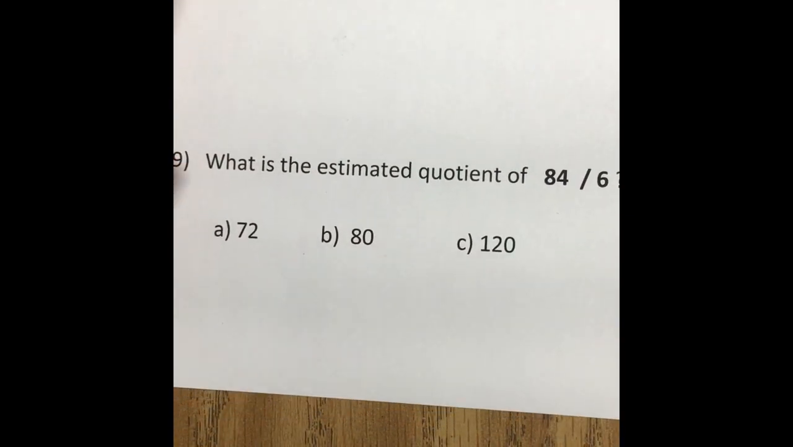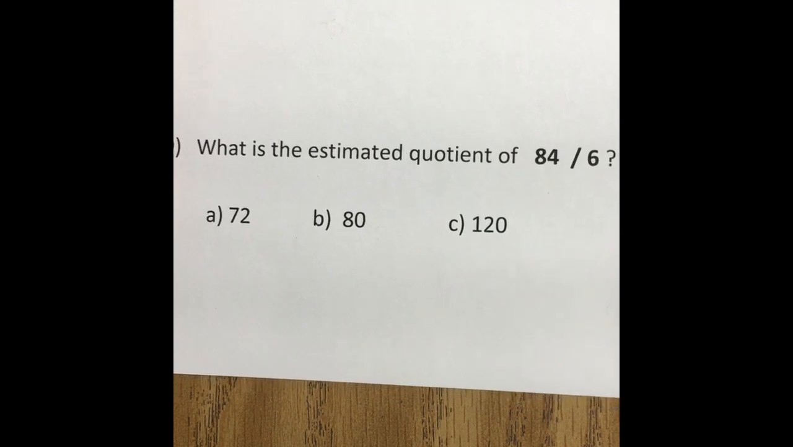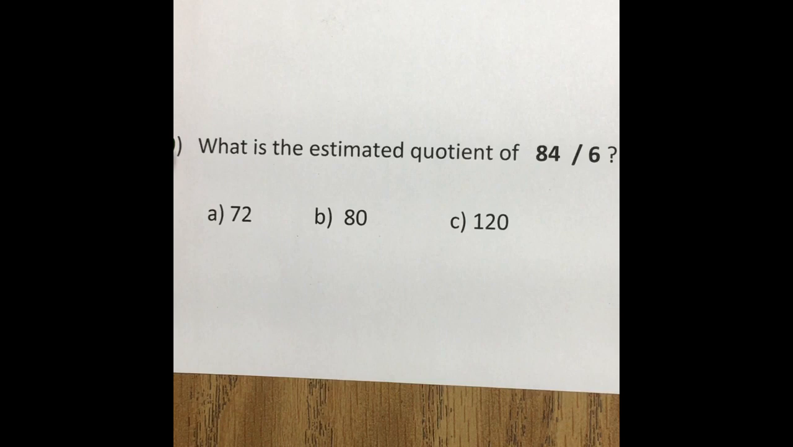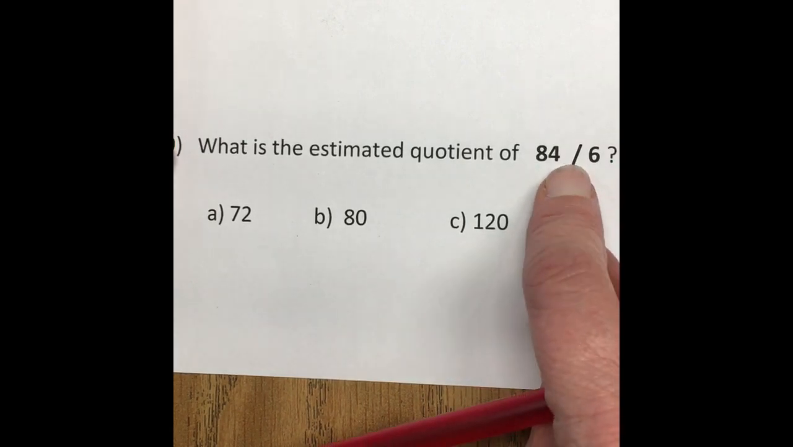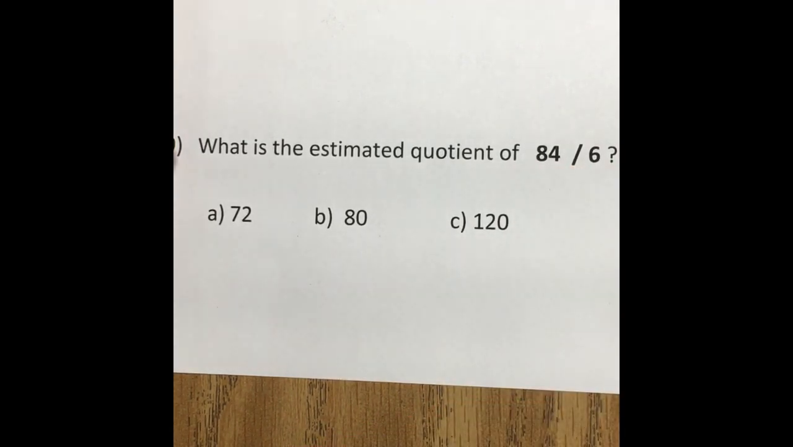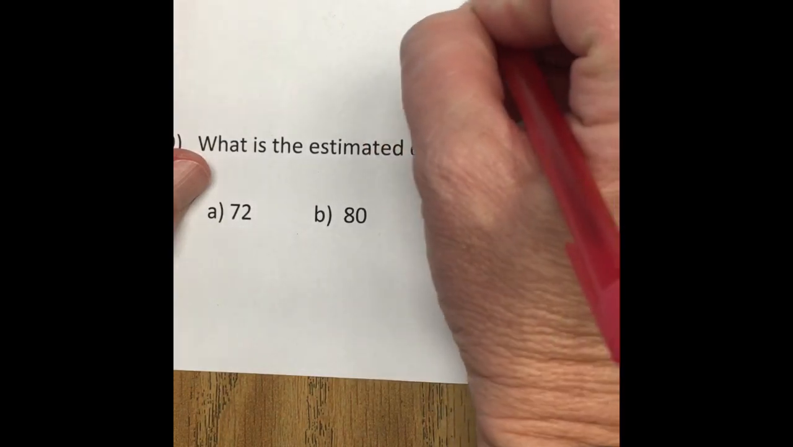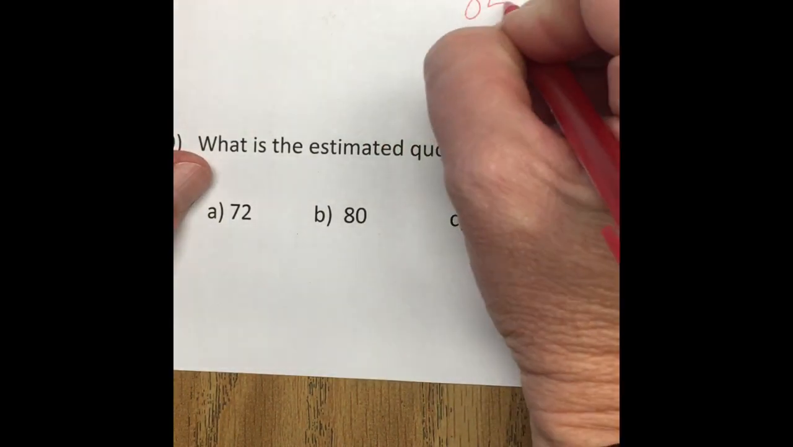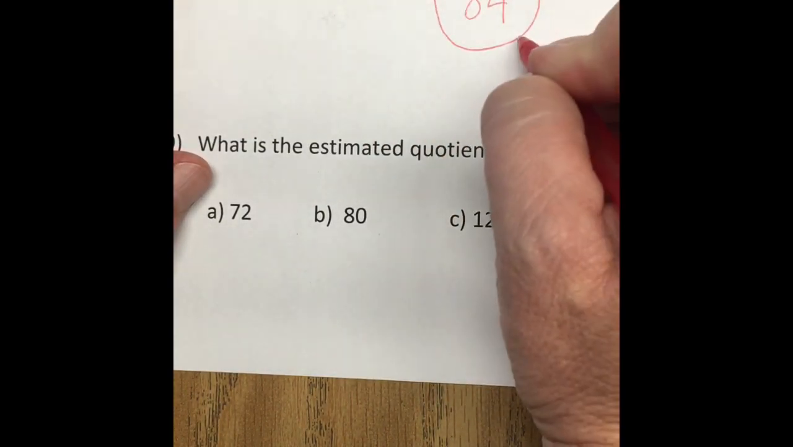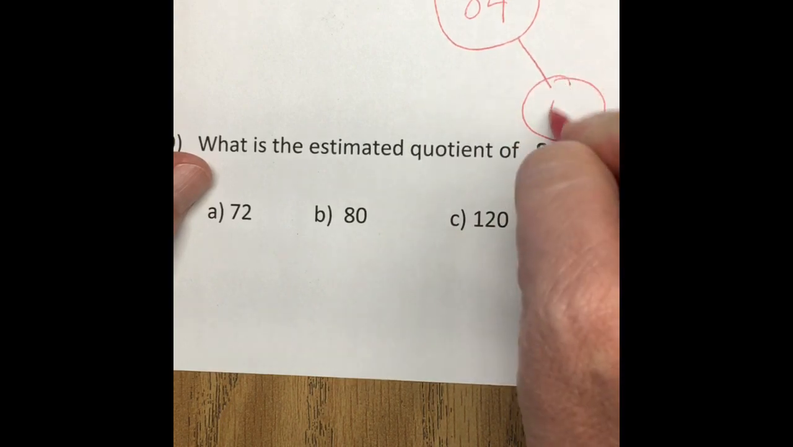Okay, last question, very similar to what's on our test. It says, what is the estimated quotient of 84, divided by 6? And here's the thing. If we still don't know division, and again, we don't get to it until the end of chapter 3, we can use what we know about multiplication. Remember, our fact families.